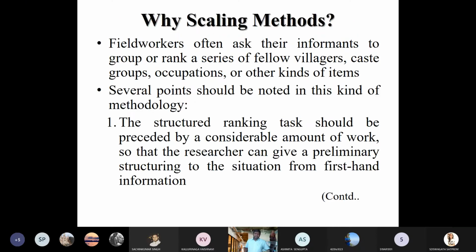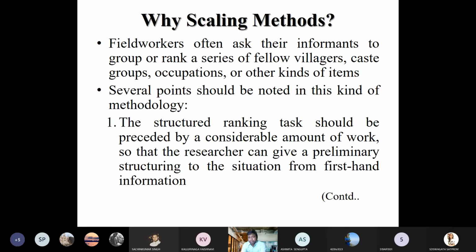So the question arises, why scaling methods? Why are we taking the scaling methods? When there are different methods, why are we depending on these scaling methods for our measurement and for our research work? See, field workers often ask their informants to group or rank a series of fellow villagers. Right? Because whenever we go to the field, we often ask informants to group or rank a series of fellow villagers. We want to make them into groups, suppose caste group, occupation group, and other kinds of items.